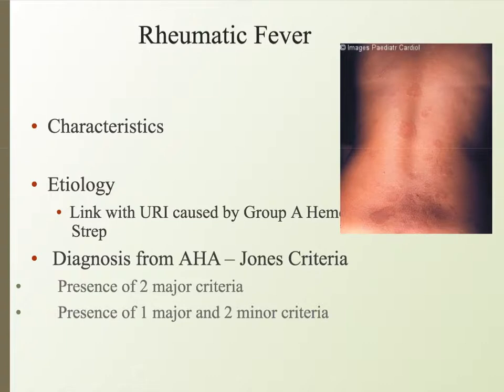How do we decide if somebody has rheumatic fever? We use the Jones criteria, which I have kind of broken down on the next slide, but you have to have the presence of 2 major criteria or the presence of 1 major and 2 minor criteria.